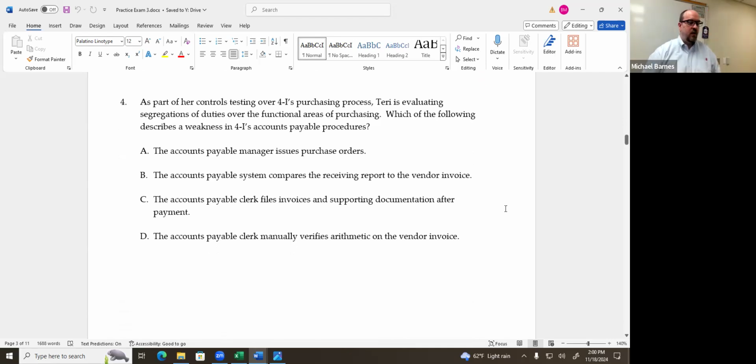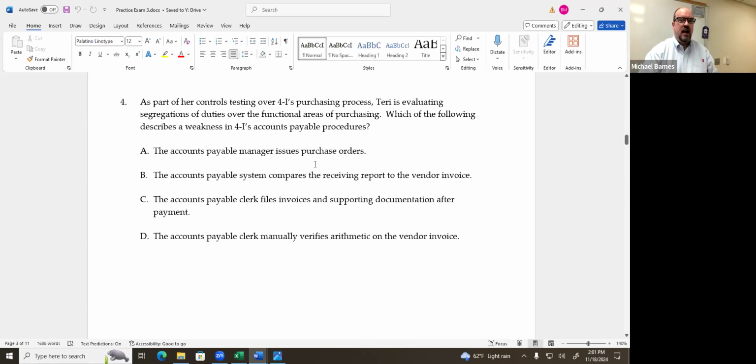As part of her controls testing of 4I's purchasing process, Terry is evaluating segregation of duties over the functional areas of purchasing. Which of the following describes a weakness in 4I's accounts payable procedures? So segregation of duties. We're going to see this many times. But what are we talking about again? CAR, what does that stand for? Custody of assets, authorization of transactions, and recording of transactions, okay?